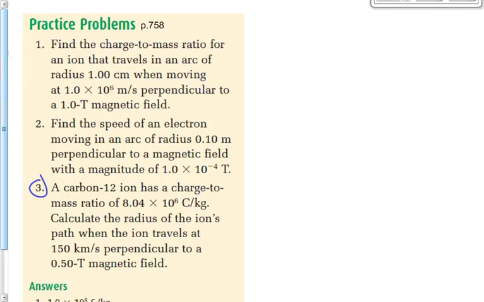The second one we wanted to go over was page 758, question number 3. It says a carbon-12 ion. So again, we're dealing with a mass spectrometer, not a cathode ray tube, but the analysis is the same. A carbon-12 ion has this charge to mass ratio. We want to find the radius of the ion's path when it travels 150 kilometers per second, again, perpendicular to a magnetic field. Which section of the cathode ray tube or mass spectrometer are we dealing with in question number 3?